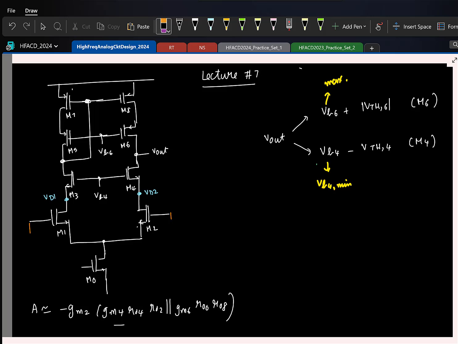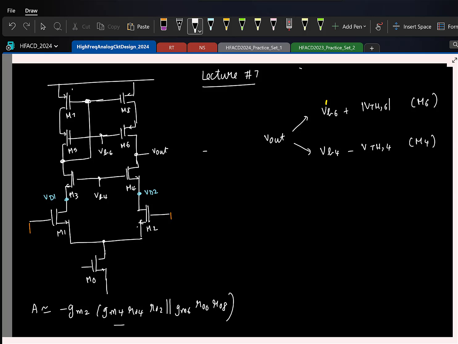Let's start from the minimum side. For finding the minimum we need to find the minimum we can apply at VB4. If I keep reducing VB4, which of the transistors will have issues? Remember that the current is fixed at I0 by 2 as long as the gate voltages are the same, which means the gate to source voltage is fixed. If VB4 drops, this voltage also drops, and since the gate is fixed, this guy M2 will go out of saturation.